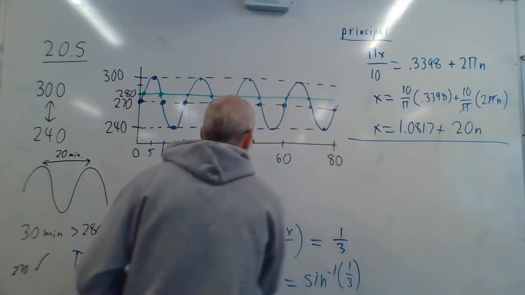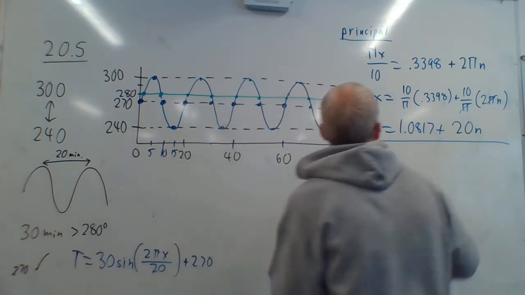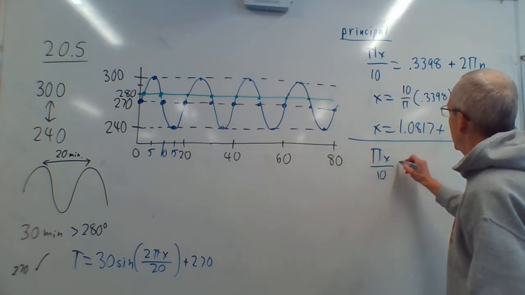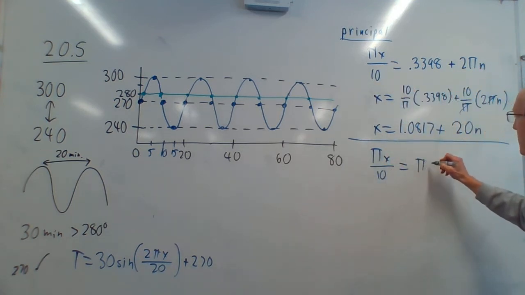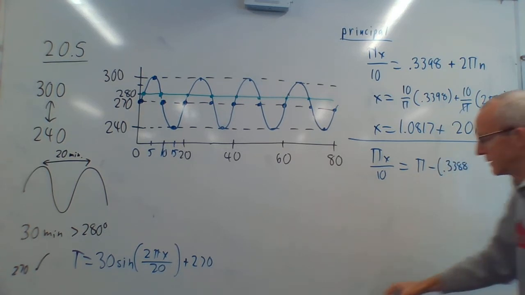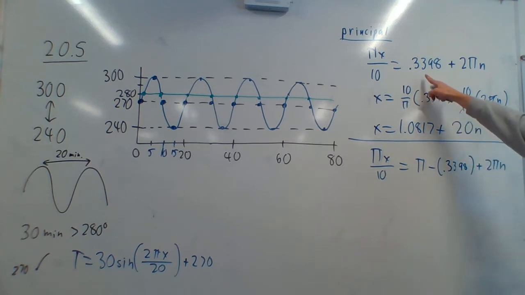Okay, so now let's do the symmetry solution. So the symmetry solution is, we have the same thing, we copy that down, pi x over 10 equals pi minus 0.3398 plus 2 pi n. Okay, the exact same thing, but it's always pi minus that one.